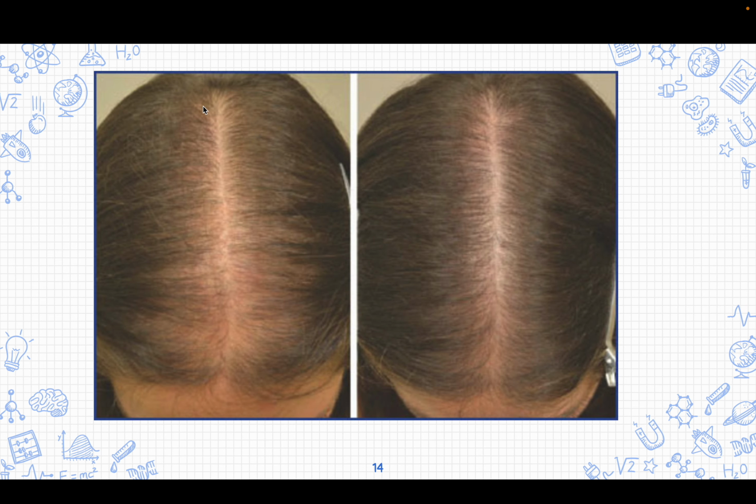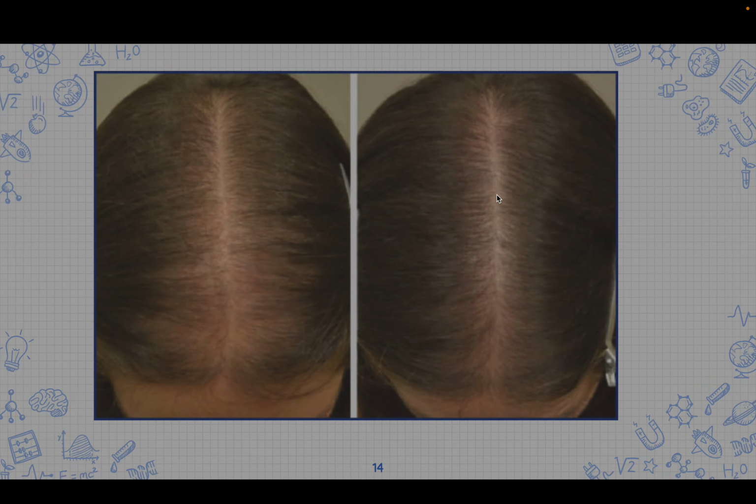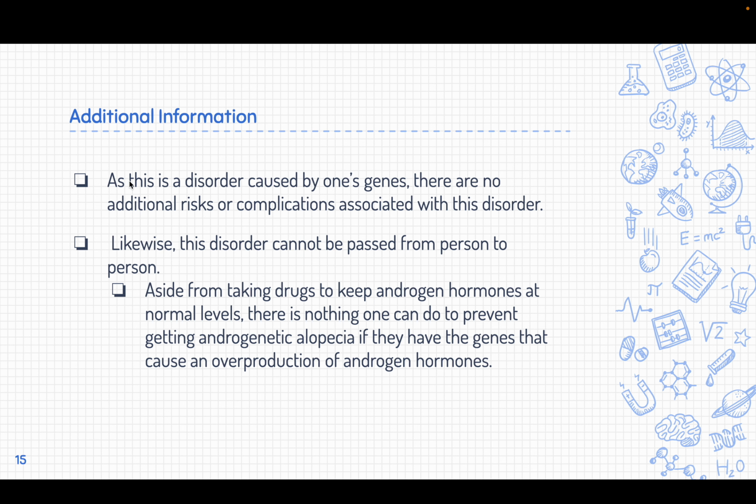And this is an image showing female pattern hair loss. So you can see here the hair is thinning, and then here they have likely taken an anti-androgen and their hair is thicker. And then some more information about this disorder is that it's caused by one's genes, so there are no risks or complications associated with it. And likewise, it's not contagious. And aside from taking drugs to keep androgen hormones at normal levels, there's nothing one can do to prevent getting this disorder if they already have the genes that cause it.